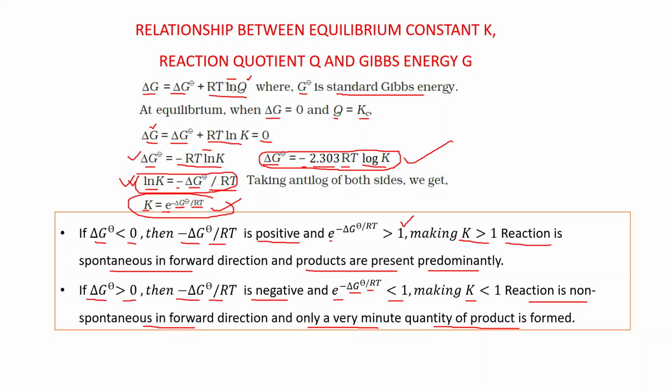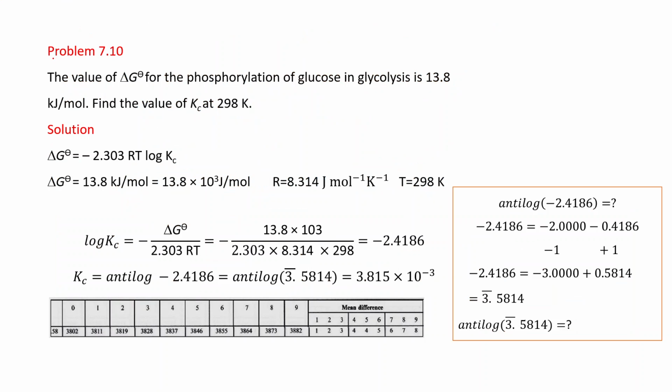Delta G standard is equal to minus 2.303 RT log K. Okay, and we will also discuss how to solve this log. Problem 7.10. The value of delta G standard for the phosphorylation of glucose in glycolysis is 13.8 kilojoule per mole. Find the value of Kc at 298 Kelvin. We use this relationship. Delta G standard is equal to minus 2.303 RT log Kc.